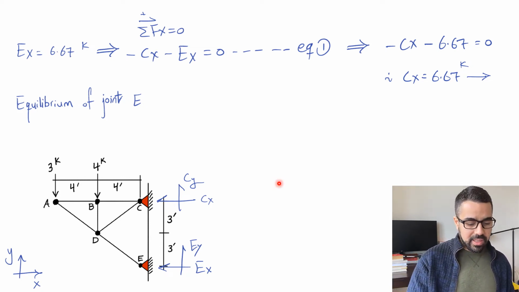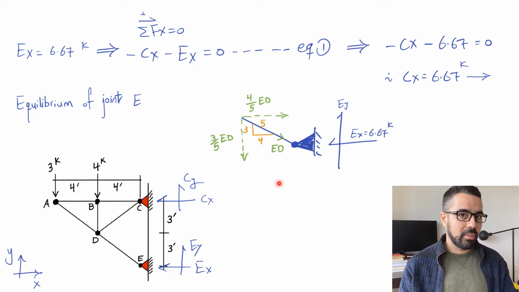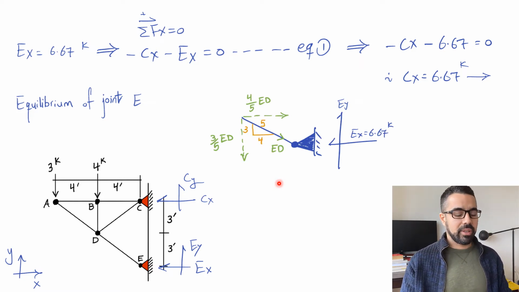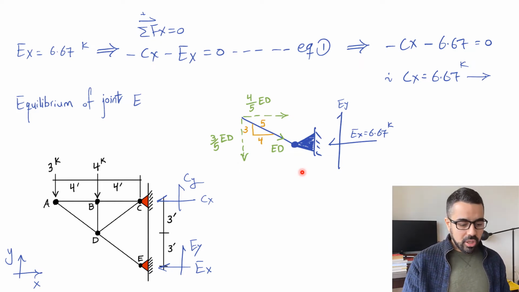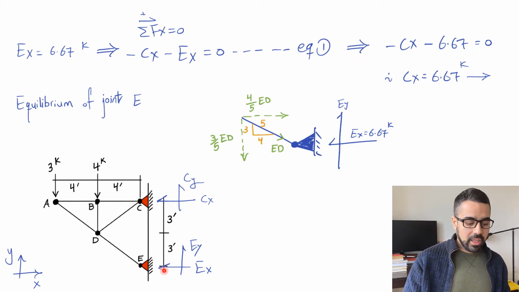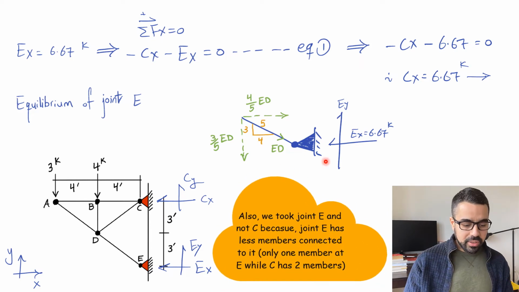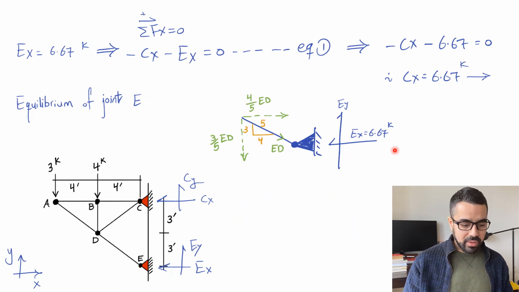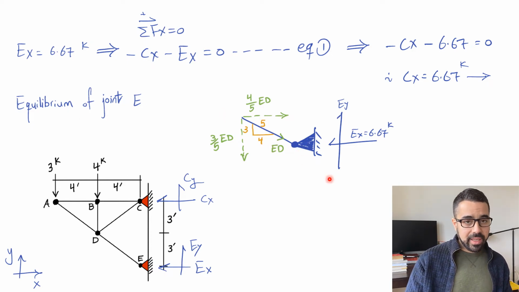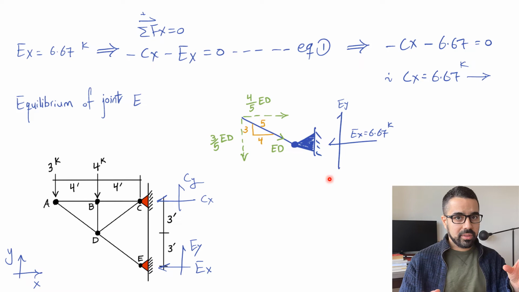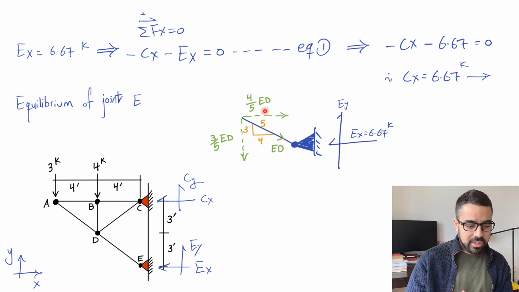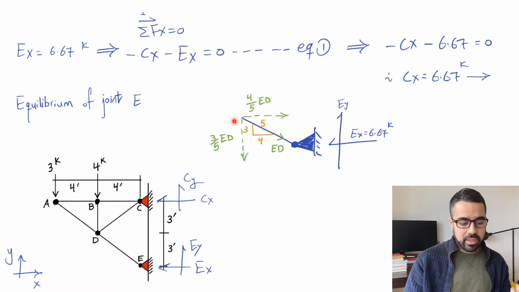So now we found Cx, what we're going to do is the internal equilibrium, so that we can find Ey and Ex. So what we did basically, we went to the joint E. Why did I take joint E? Just because we are trying first to find Ey. So you take the joint E and you can see Ex, we just found that. Ey, we still want to know that, but we don't know the force in the member ED, right? We don't know that. So first, since it's a diagonal member, it's a resultant, so we have 2 components, component in x direction, 4 over 5 ED, and component in the y direction.